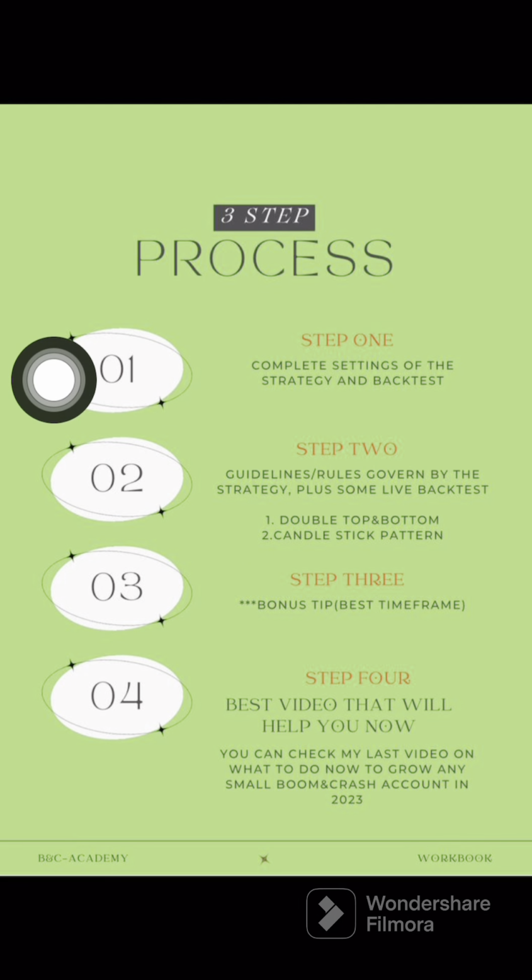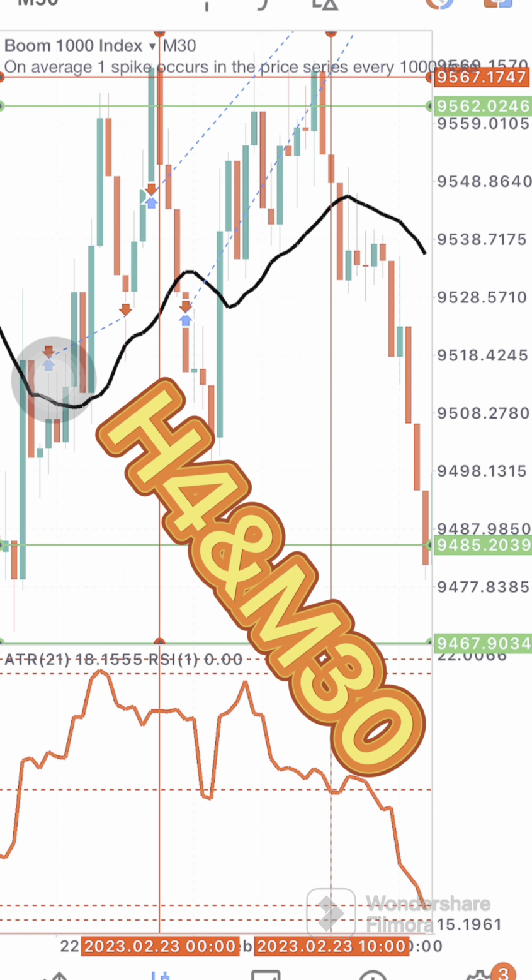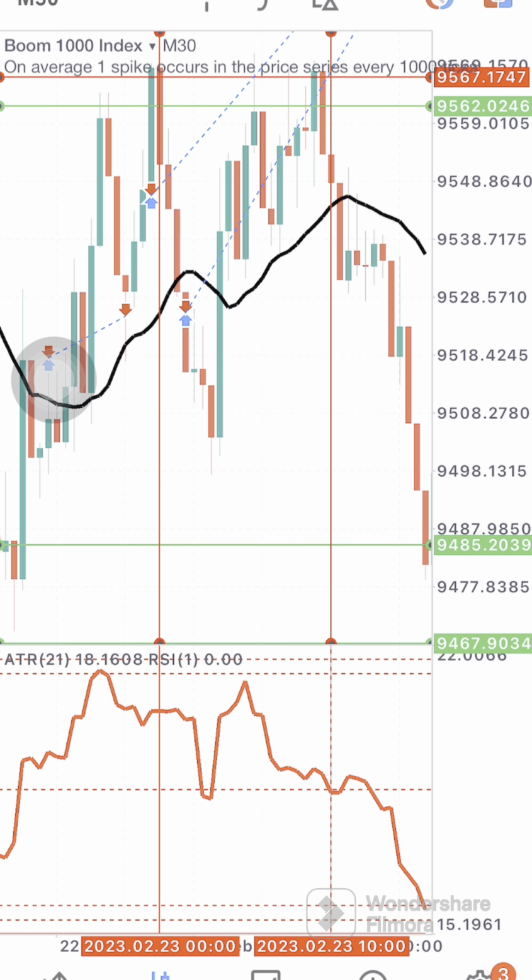Then we are going to find an entry, and that's why we have to talk about the best time frame. The best time frame I personally use to trade this Boom and Crash growing small account spike strategy is the 4 hours chart and the 30-minute chart. I look for my market structure trend on the 4 hours chart, then I'll come down to the 30 minutes chart or even the 15 minutes chart, but I generally use the 30-minute chart always.